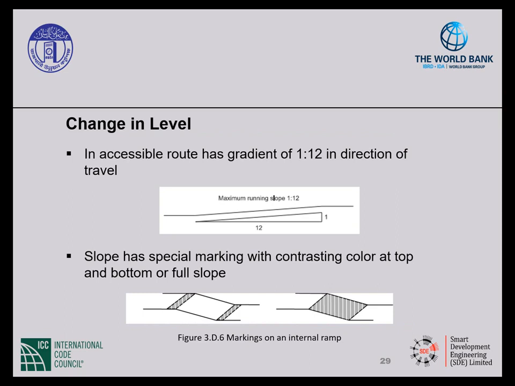Any change of level in an accessible route shall have a maximum slope of 1 in 12 in the direction of travel. For the visually impaired, we should provide special marking either at the top and bottom of the slope or for the full slope. This is to draw attention for someone who is visually impaired or if there is low lighting.